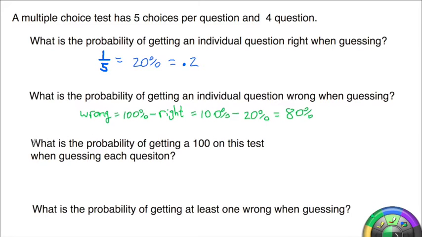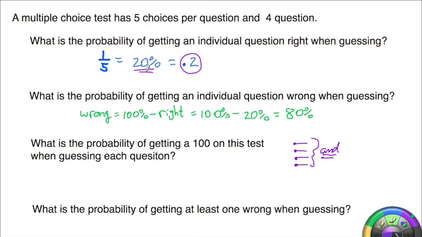All right. The third part here is, what is the probability of getting 100 on this test? So out of the 4 questions, you have to guess this one correct, this one correct, this one correct, and this one correct. So the key word here is and. And they're independent events because if you get the first one wrong, that has no effect on whether you get the next one right or wrong, assuming you're guessing. So when we talk about and, we're talking about multiplication. So if we're going to keep getting them right, we're going to keep having a probability of 0.2.